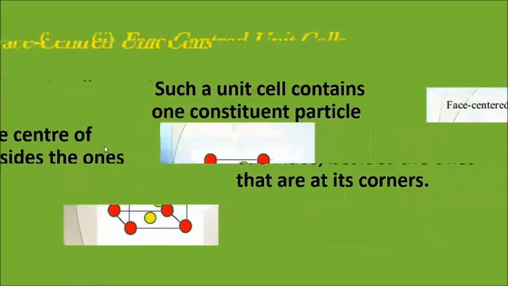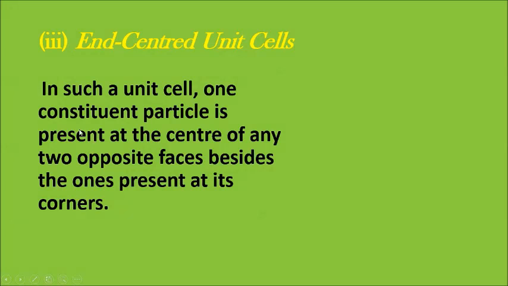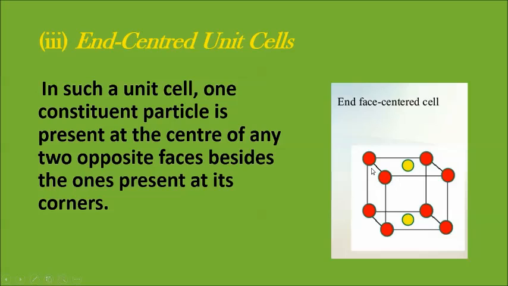Now the last one is end centered unit cell. In such a unit cell, one constituent particle is present at the center of any two opposite faces besides the one present at its corner. So all the 8 corners are there. You can see here all the 8 corners have the constituent particle. So it is a simple cube.